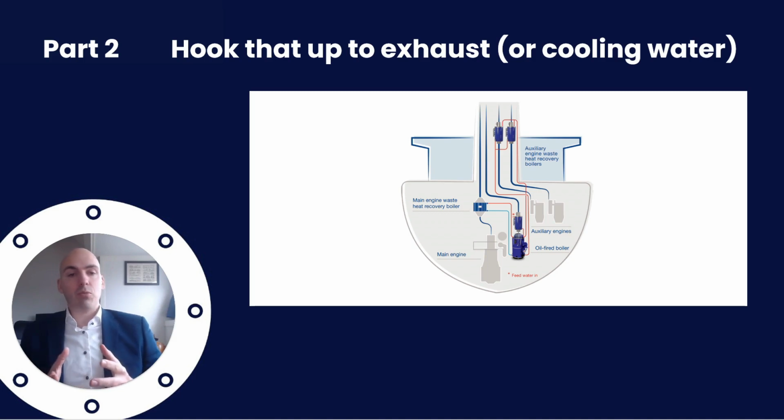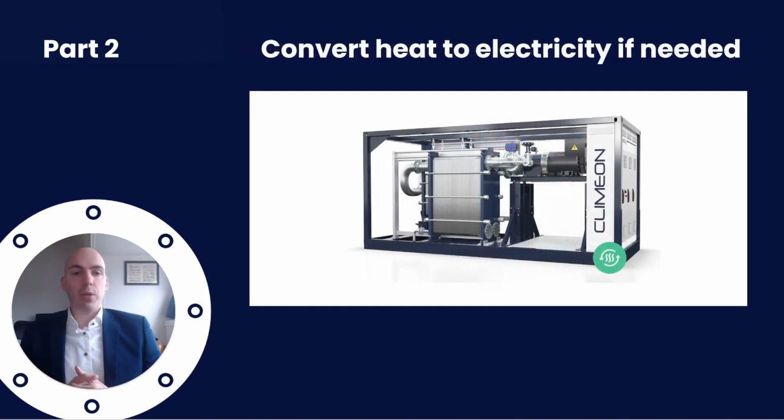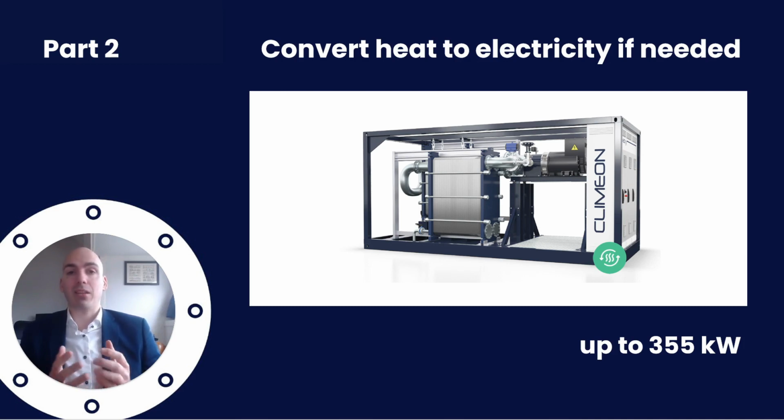We can use that heat as well to power a turbine, in which case we get electricity. So we convert heat to electricity if needed. This is an example from the company Climeon, which I find a very nice example. Up to 355 kilowatts of electrical energy can be produced from exhaust gas heat. I don't know exactly how much exhaust gas is needed, but they can tell you everything that you might want to know. Then going back to the first part, once you have the information from such a client, you can use our tool to get a quick estimate of the economics to see if it makes sense from your wallet standpoint.